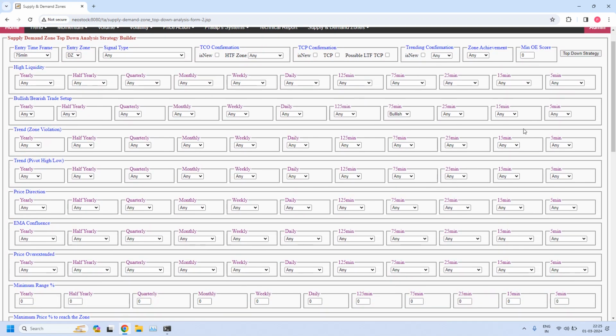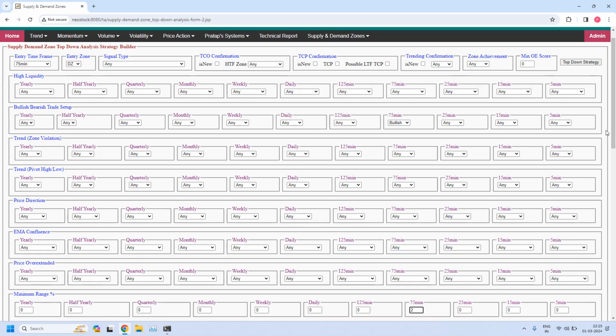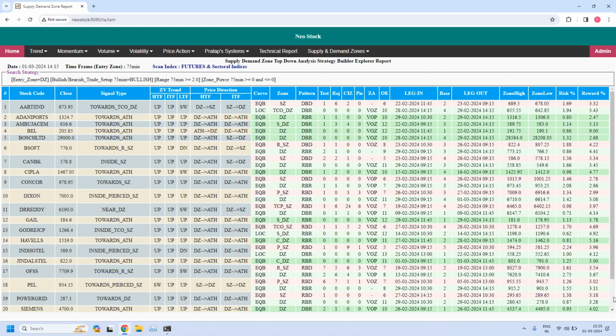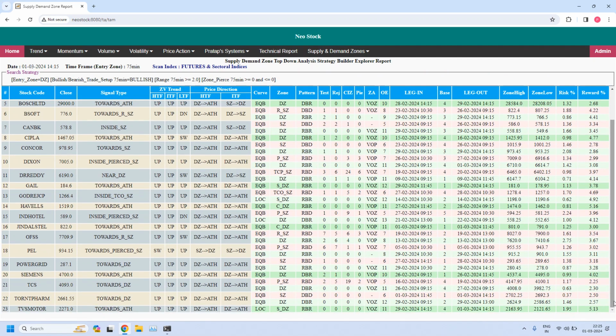And next one, we will add a minimum range between 75 minutes demand zone and 75 minutes supply zone. Let us look for at least a reward of 2%. Earlier daily we have seen 3%, but 75 minutes we will add 2%. So in minimum range 75 minutes time frame, I am setting the value 2%. So how many stocks are filtered? Let me scroll down. So total 23 stocks are filtered.